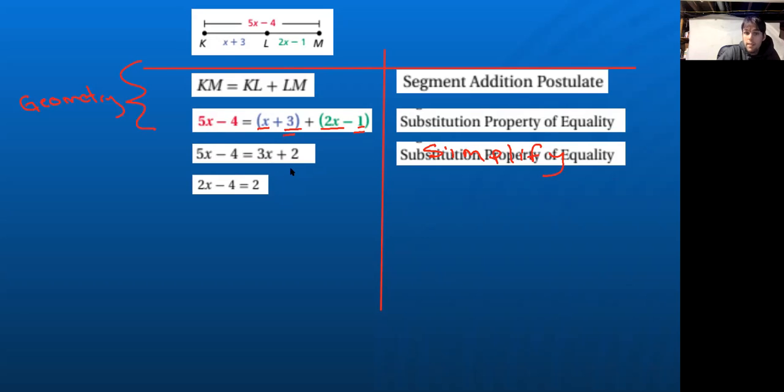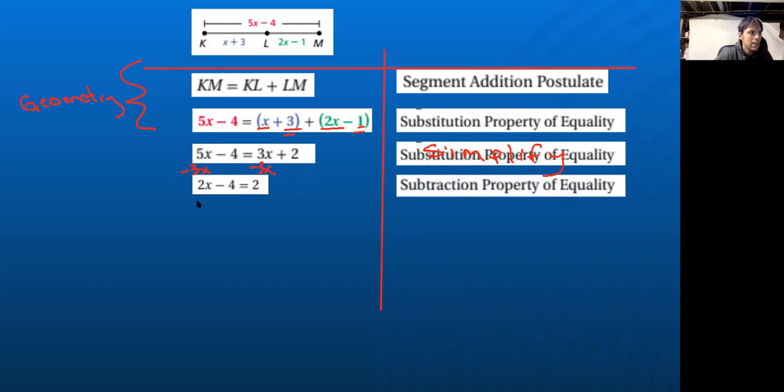So looks like what they did was they subtracted 3x minus 3x. So what do we call that when we subtract from both sides? The subtraction property of equality, right? So we subtracted from both sides.